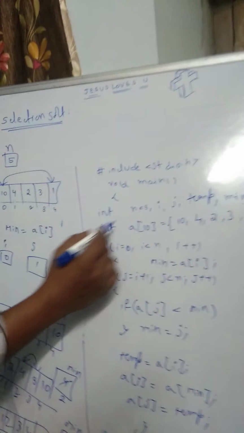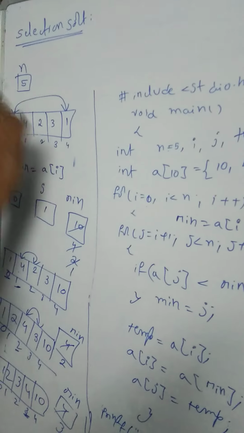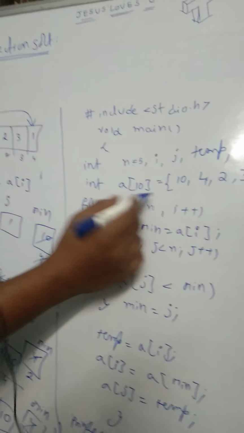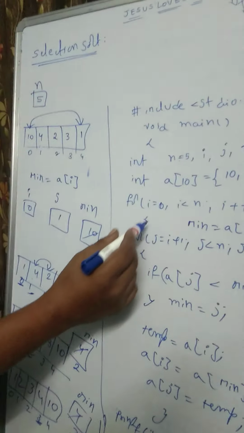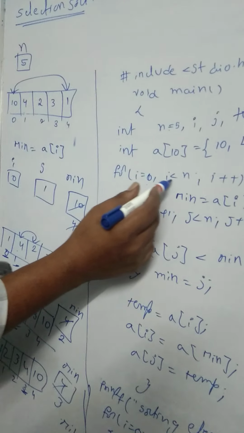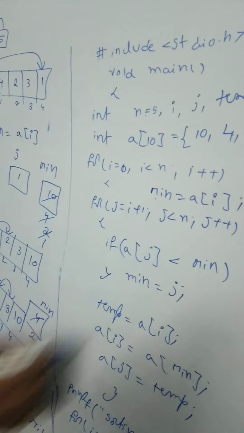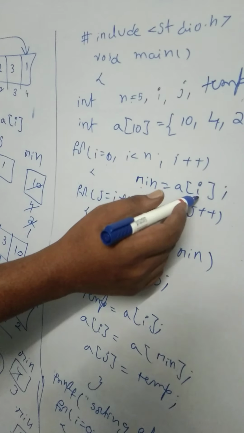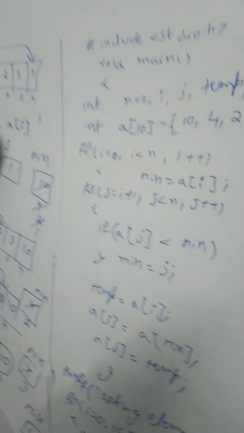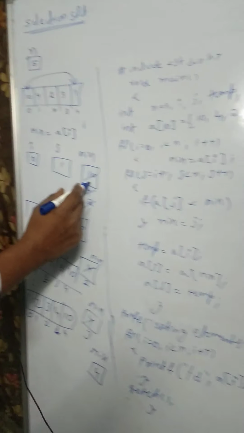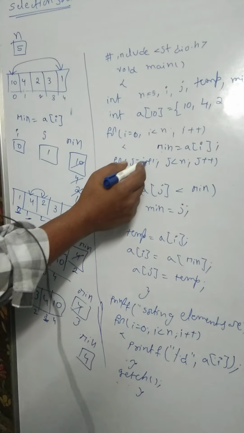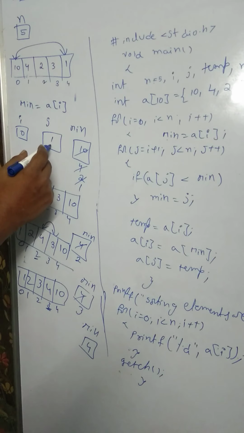Okay, now let us see the program. Here I am taking the size n as 5 and considering some elements in the array. Now repeat the loop: i equal to 0, i less than n, i plus plus. Initially a of i is treated as the minimum. What is the value of a of i? That is 10, so it will be stored here. Now j equal to i plus 1, so the j value is 1.